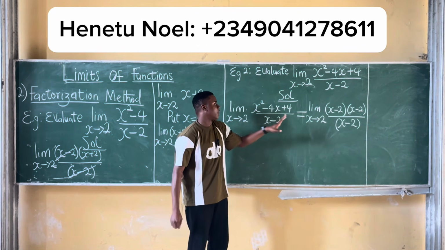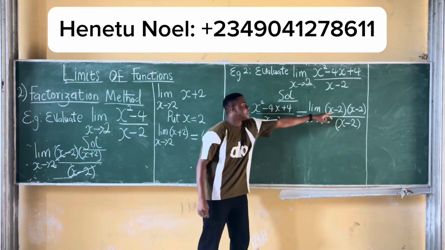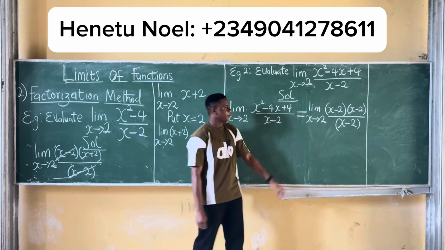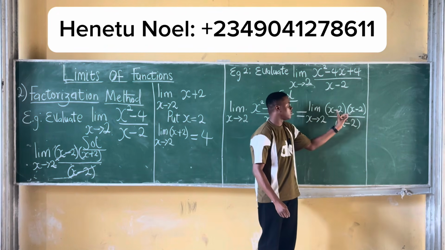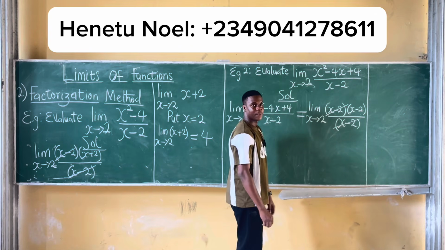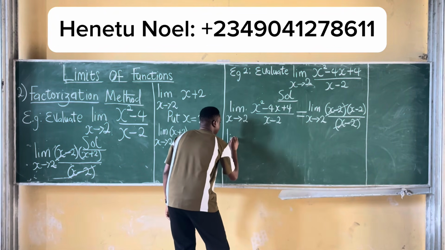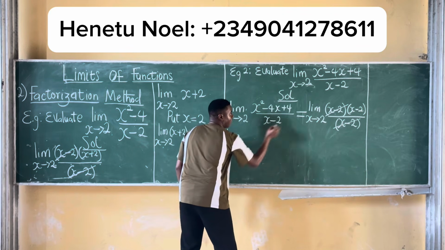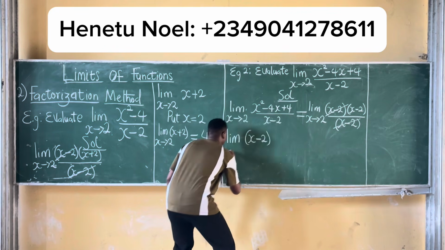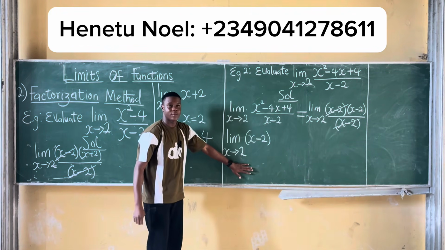You can try to expand this. You can check our videos on expansion to see how we can expand this to get back to the function up here. So what we have here, we can see we have x minus 2 at the top and the bottom, so we can simply cancel out. So if we cancel out, we're left with the limit of x minus 2 as x tends to 2. So this is what you're left with.